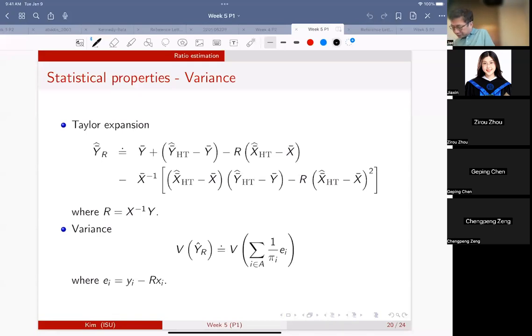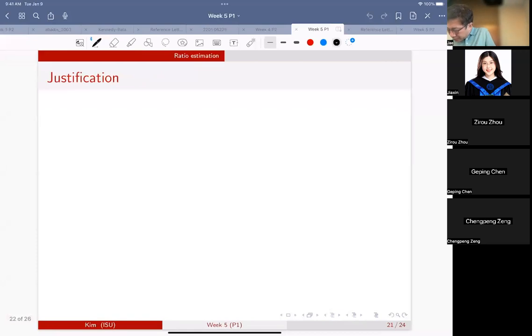We'll reuse this technique later, maybe sometime. Should be okay. So let me write it. The ratio is y hat for the Thompson divided by x hat, right? So this is the ratio.